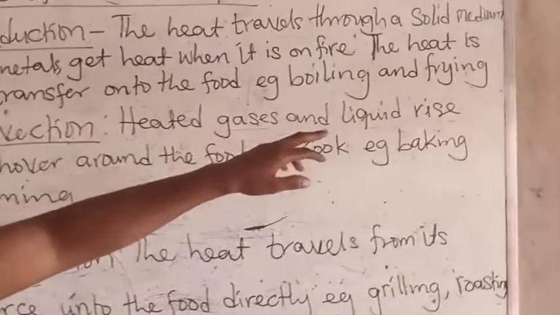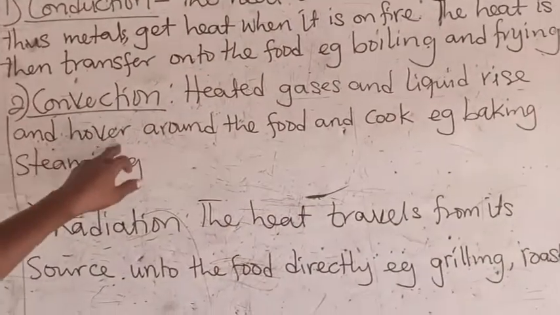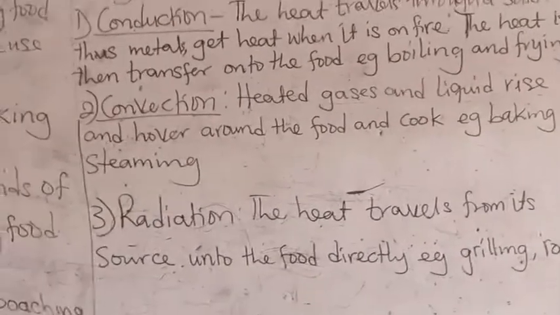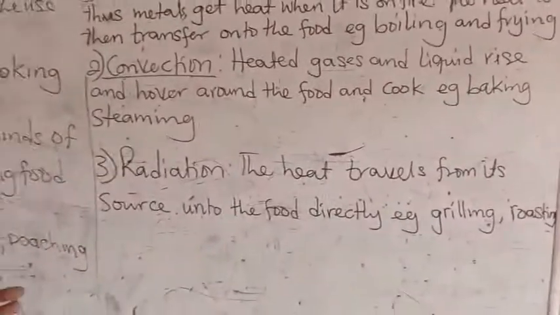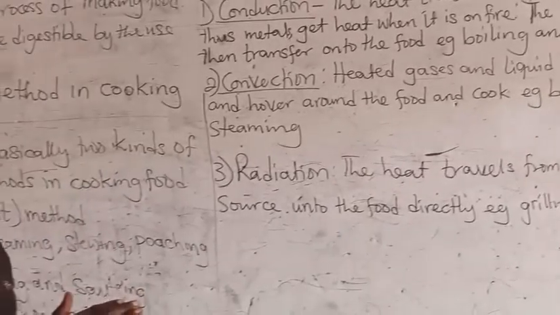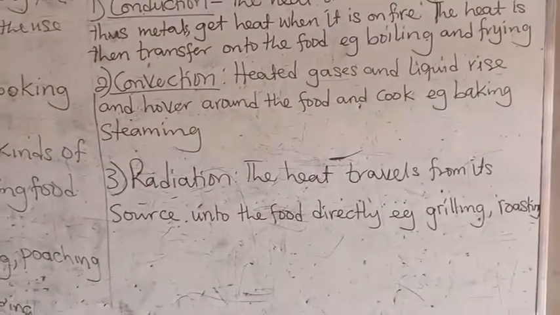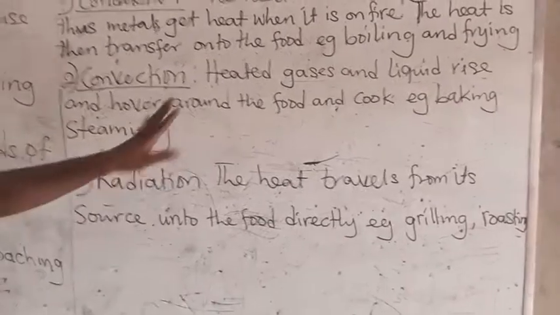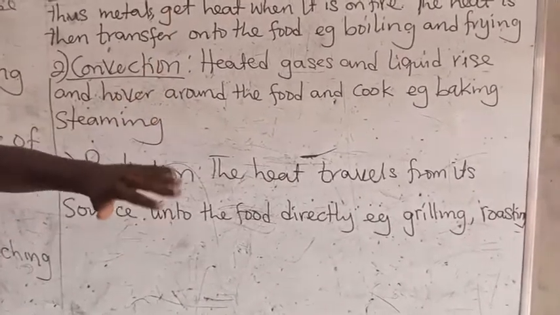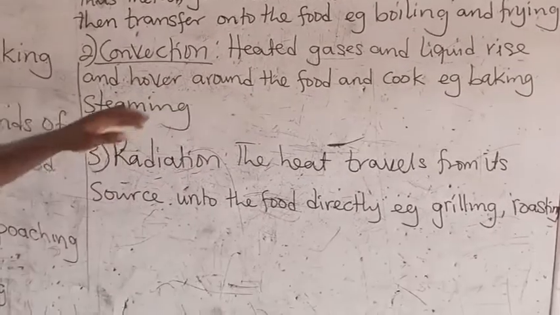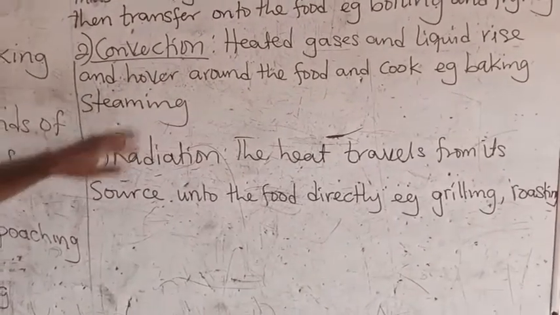Then we have convection. Heated gases and liquid rise and hover around the food and cook. Yes, that is when you put your medium on the fire, or at times we use the grilling. You put the grill on it, then you put your food on it. Then the heat that hovers over it cooks your food for you. So we have baking and steaming.